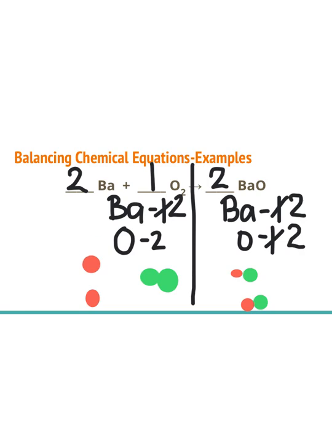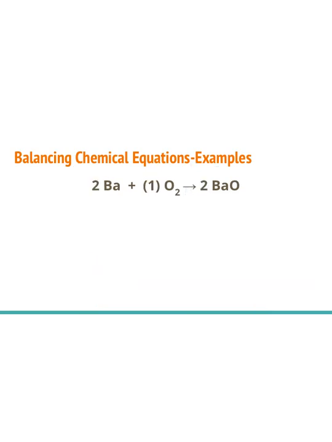I have two Ba atoms. I have one O2 molecule, so one, and then I have two BaO molecules. So same thing. You can write the 1 if you wanted to. You don't have to write the 1. You can also leave it blank.